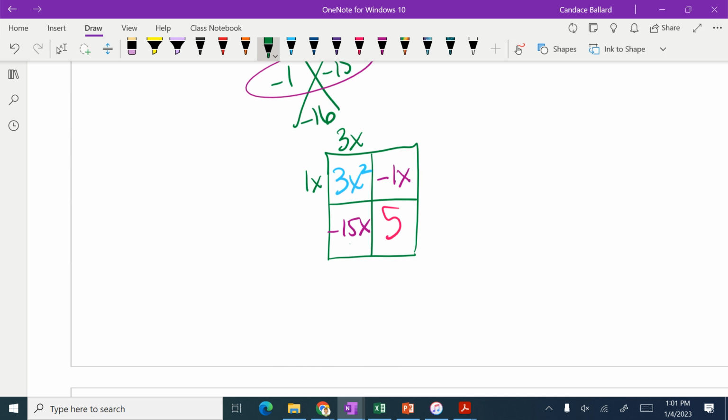How many times are we dividing? How many times does 1x divide negative 1x? How many times does 3x divide negative 15x? And then you check it. Negative 5 times negative 1 is 5. So 3x minus 1 times x minus 5. Okay?